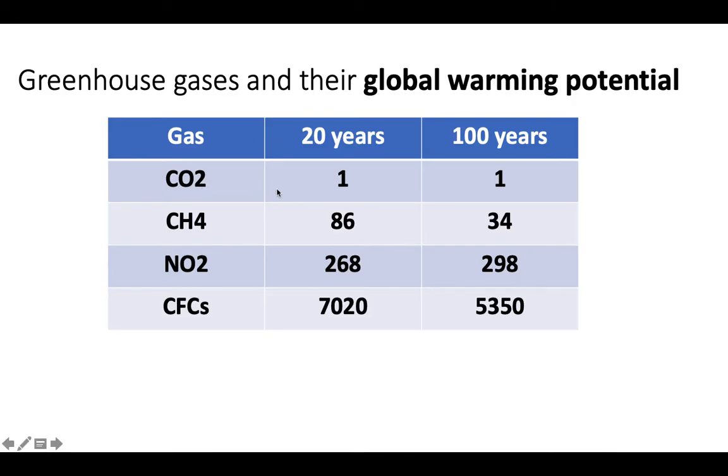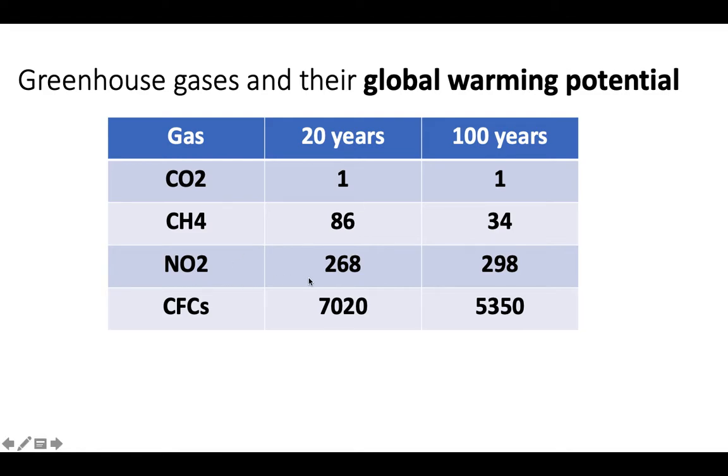So for the standard, the baseline is set by CO2, or carbon dioxide. We say that has a global warming potential of 1, whether it's on a scale of 20 years or a scale of 100 years. Carbon dioxide has a global warming potential of 1. And if you look in relation to that, methane on a 20-year scale is 86 times worse than CO2 in regards to global warming, meaning that for every 1 molecule of methane, that is equal to 86 molecules of CO2 in terms of the potential to contribute to global warming.